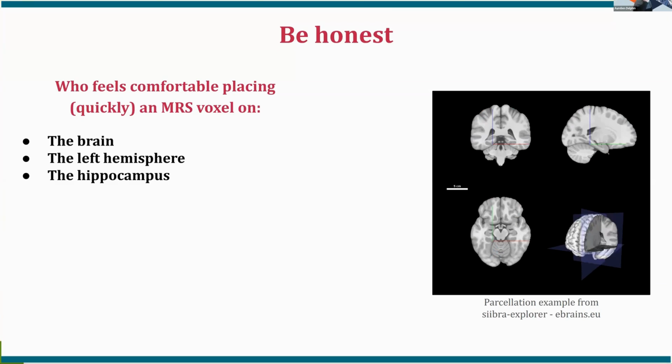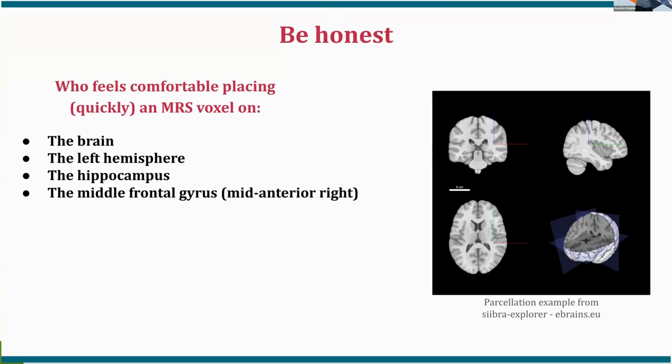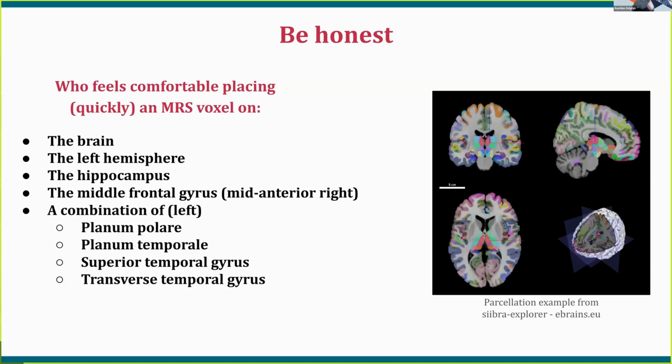Then you have to find the hippocampus. So the hippocampus was that structure here in blue. So I think I could have done that. Now you have to find the middle frontal gyrus, and especially the mid-anterior right section. So this one, I would not have been able to find. It was there in blue. And for a more real-life case, now you have to find a combination of those regions there. And I could not do that.